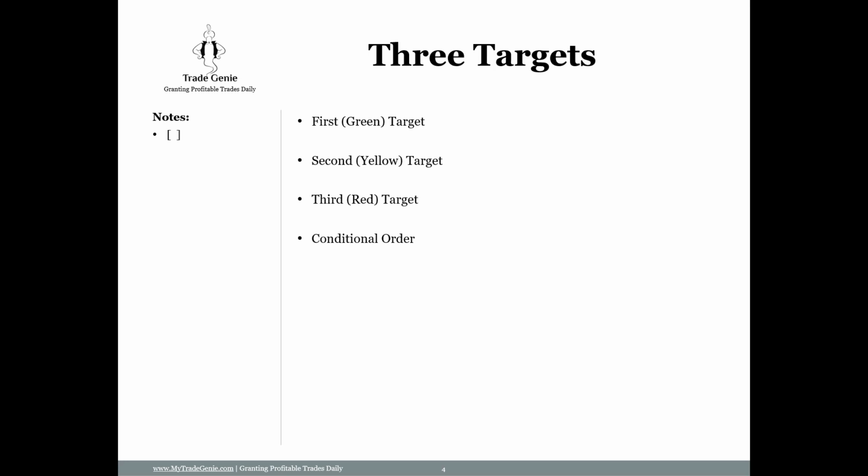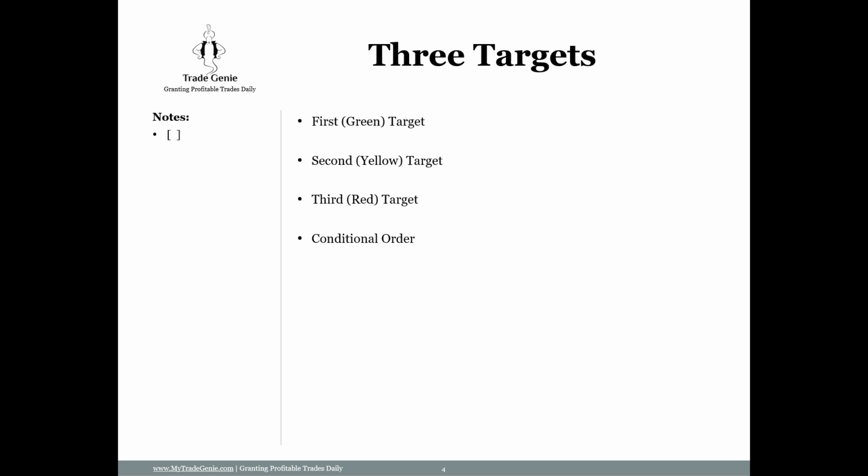So the first target is called the green target. Second is yellow. Third is red. So green, yellow, and red are first, second, and third. The green target is like an easy target. So easy, it will hit. There is a very high probability the green target is hit because it's very close. If the stock is trading at 100, the green could be 103, and it's right there. With the momentum and the way the technicals are, it will hit. So there's a very high chance of hitting the green target, which is the first target of 103, let's say. Then there is a second target and there's a third target.